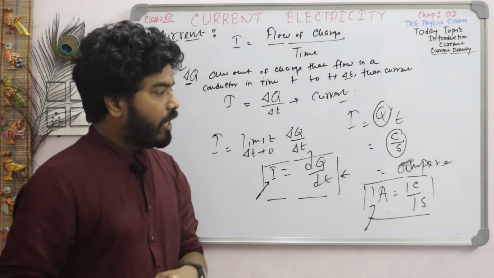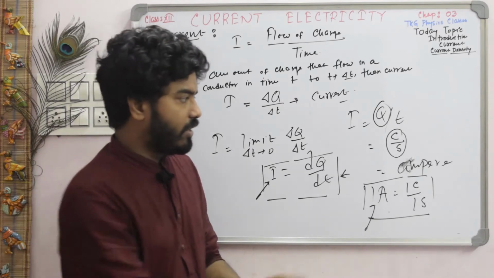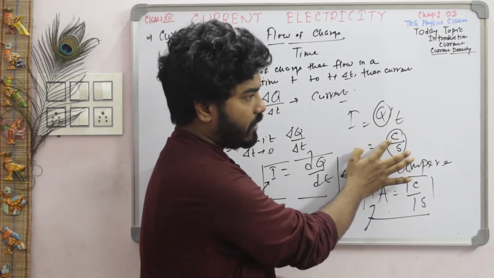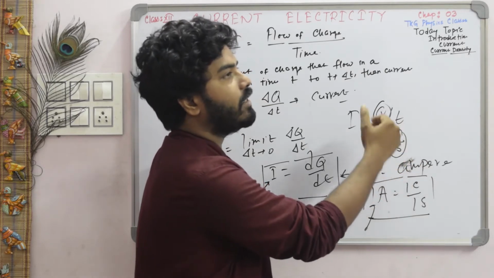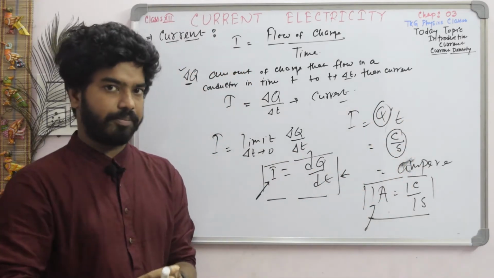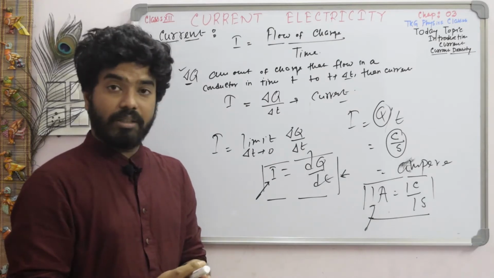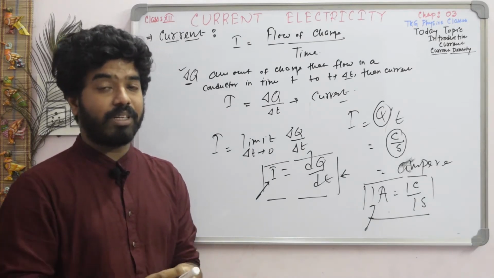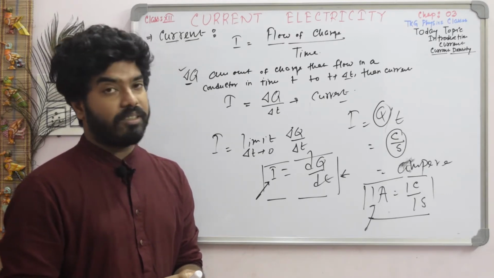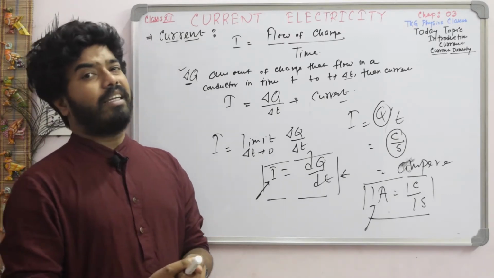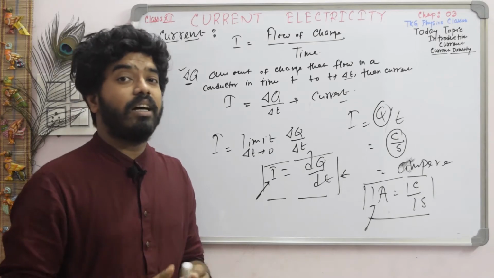Okay. Now, what is the CGS unit? The CGS unit of charge is stat coulomb, and of time is second. So, the CGS unit of current is stat coulomb per second. Now, you know the dimension of current, that is A. Now, an important question: is current a scalar or a vector quantity?